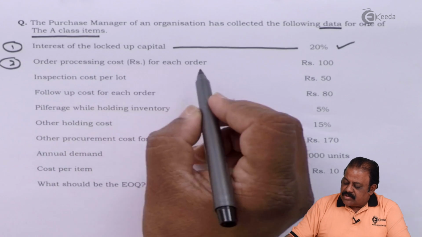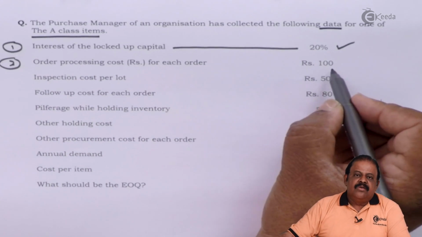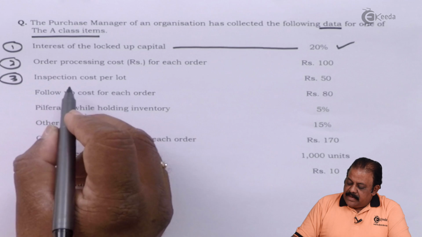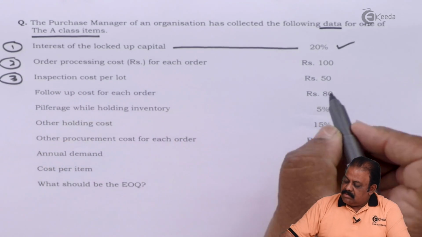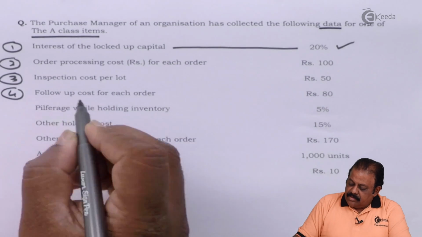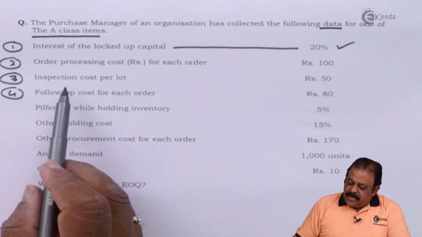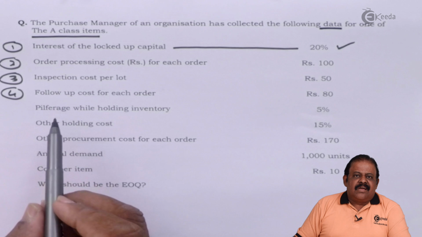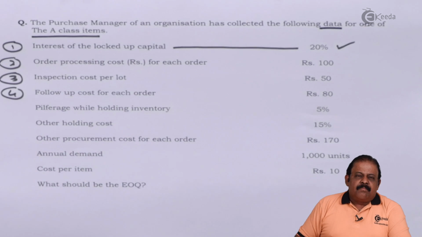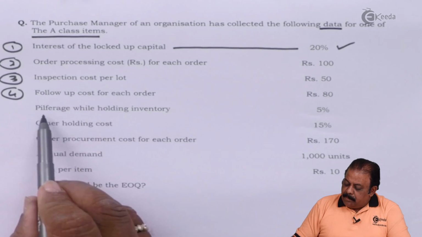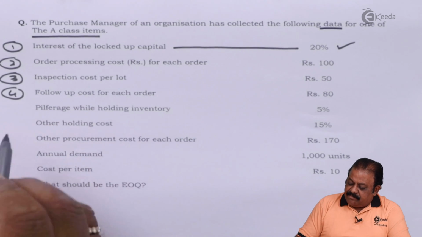Order processing cost in rupees for each order rupees 100. Inspection cost per lot rupees 50. Follow-up cost for each order rupees 80. Here inspection cost, follow-up cost, these are relating to ordering cost. When products arrive, we need to inspect them, that is inspection cost. When we place an order, we are required to get delivery on time, so there is need of what? Follow-up cost.